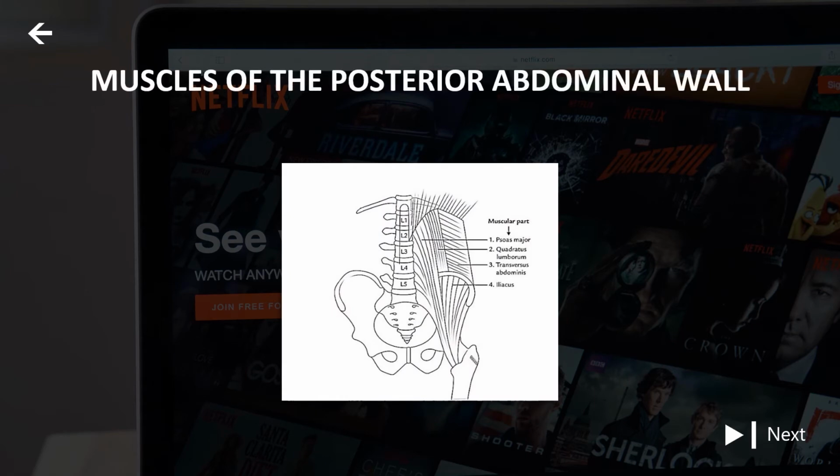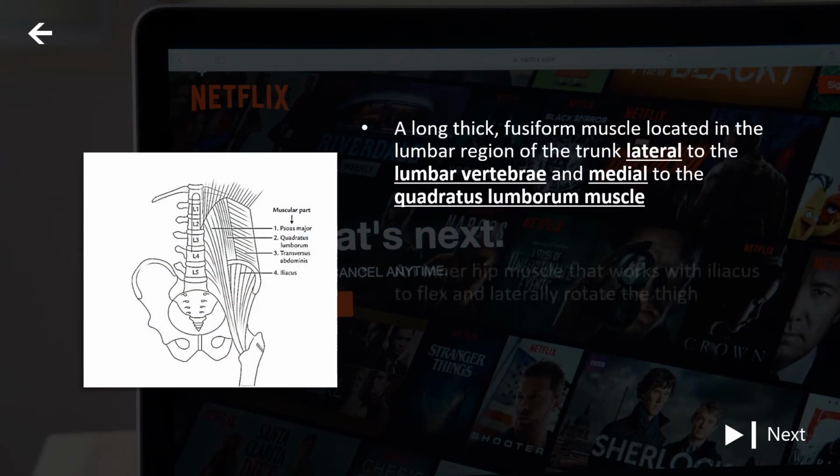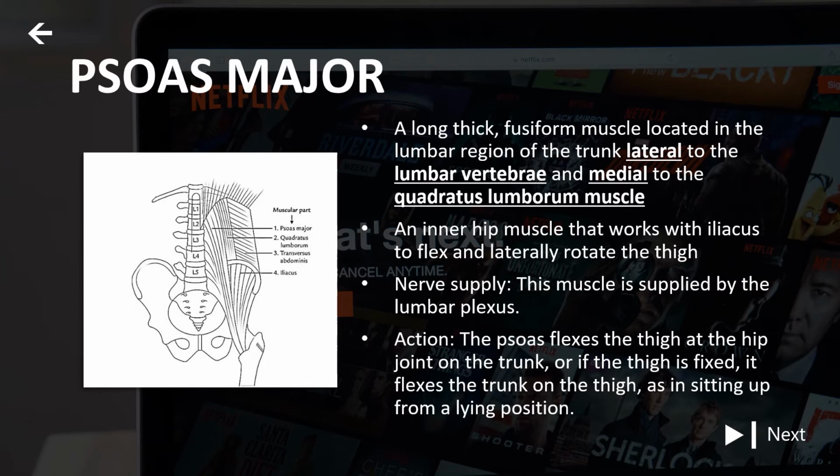Muscles of the posterior abdominal wall. Psoas major. Psoas muscle arises from the roots of the transverse processes, the sides of the vertebral bodies, and the intervertebral discs from the 12th thoracic to 5th lumbar vertebrae. The fibers run downward and laterally and leave the abdomen to enter the thigh by passing behind the inguinal ligament. The muscle is inserted into the lesser trochanter of the femur.